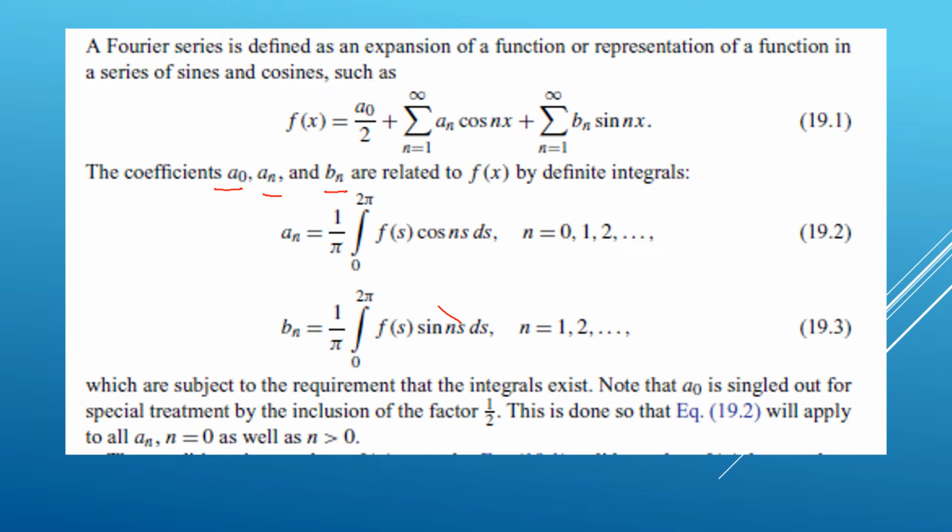Here they wrote f of x just to, okay, you can write it as f of x itself, f of x cos nx dx, and here also the function f of x sin nx dx. Okay, so these are the Fourier coefficients. So the Fourier series representation is f of x equal to a0 by 2 plus sigma an cos nx plus sigma bn sin nx, and an and bn are given by these expressions.